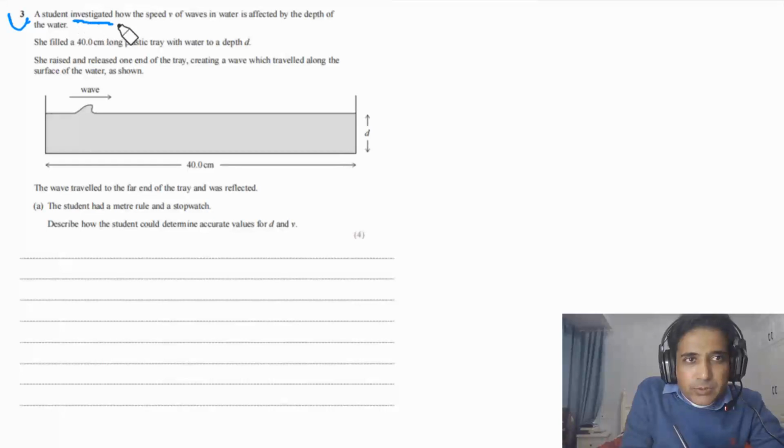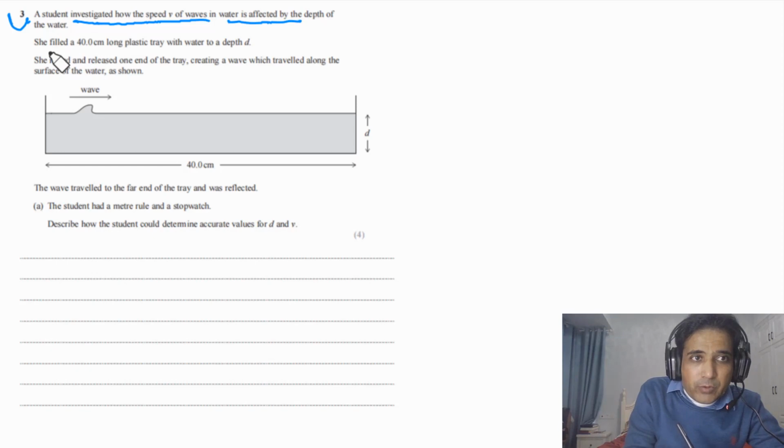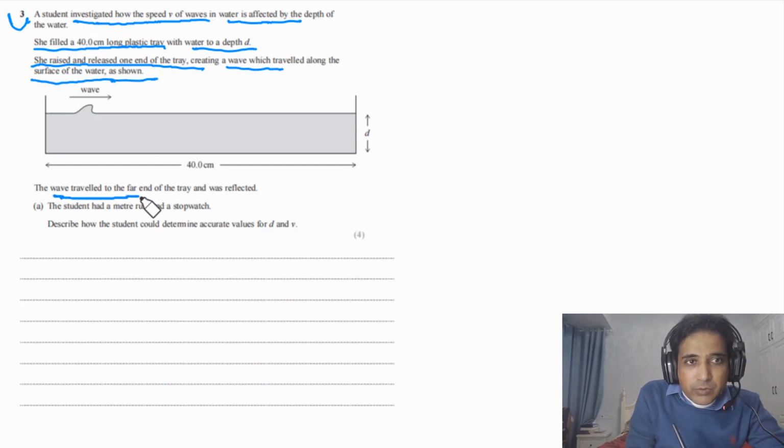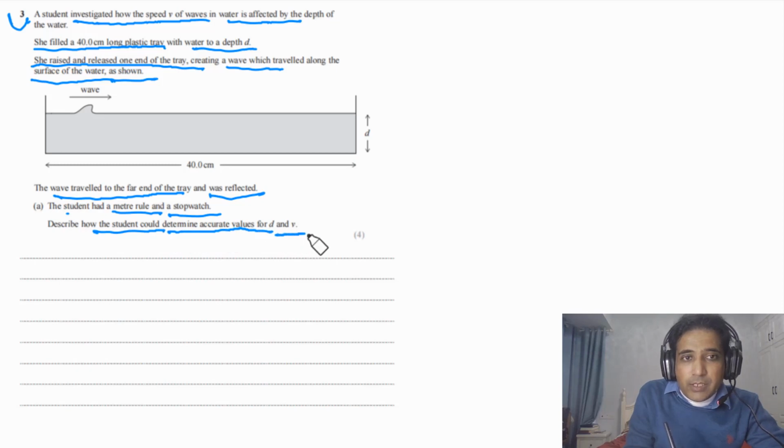Question 3 says, a student investigated how the speed v of the waves in water is affected by the depth of the water. She filled a 40.0 centimeters long plastic tray with water to a depth d. She raised and released one end of the tray, creating a wave which traveled along the surface of the water as shown in the figure. The wave traveled to the far end of the tray and was reflected. The student had a meter rule and a stopwatch. Describe how the student could determine accurate values for d and v.